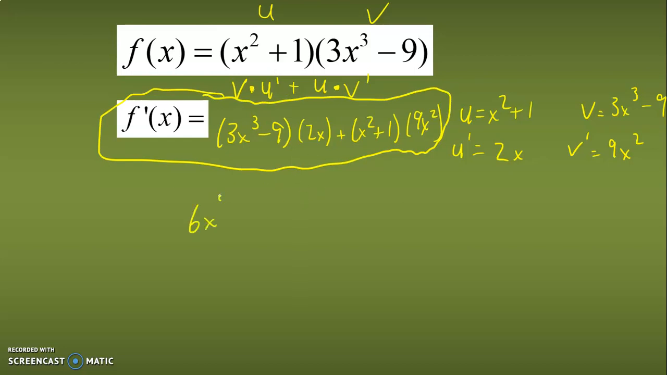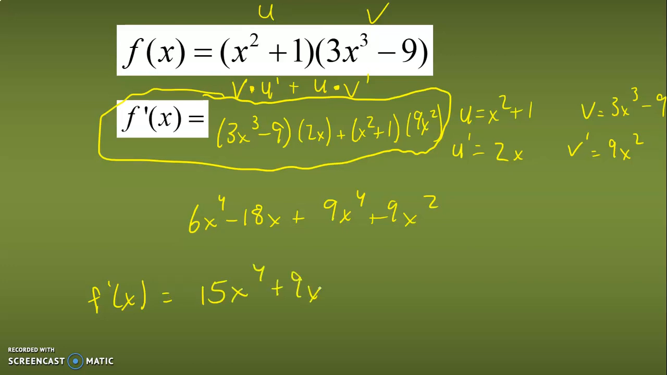So I'd have 6x to the 4th minus 18x plus 9x to the 4th plus 9x squared, and then combine it. So my f prime of x would be 15x to the 4th plus 9x squared minus 18x. But on the free response portion of the AP exam, you can stop as soon as you've done the calculus. The rest of this is just arithmetic. This first step was calculus.